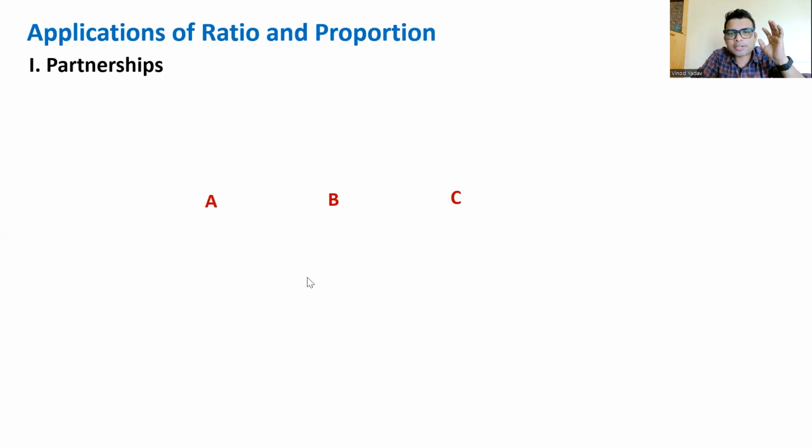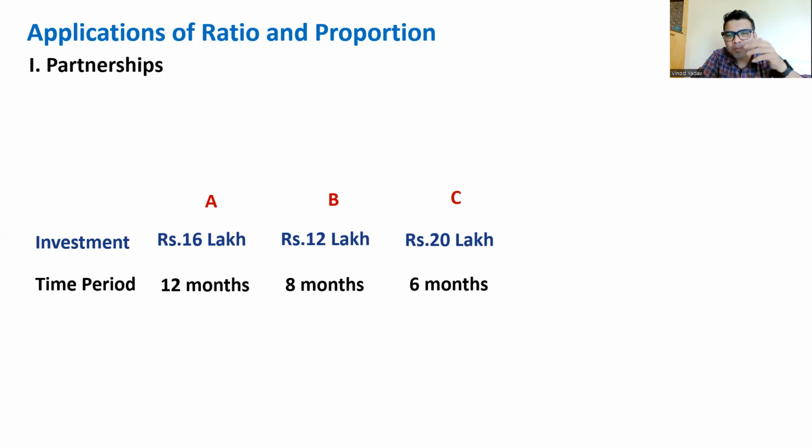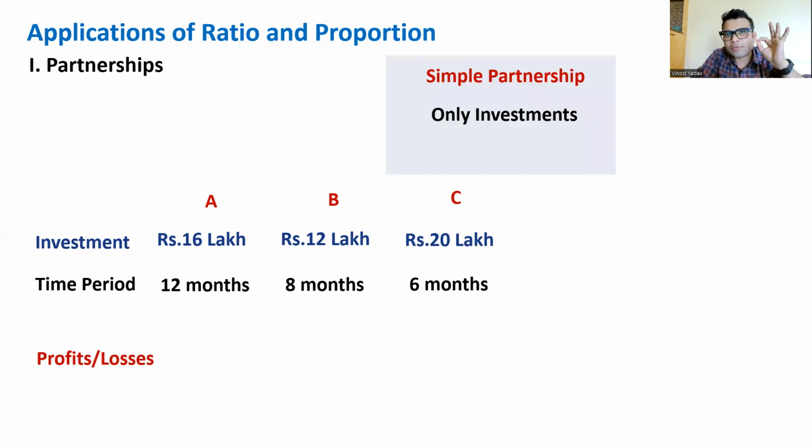So let's say there are three partners A, B, C. They invested 16 lakh, 12 lakh and 20 lakh respectively for a period of, let's say, A was there for 12 months, B was there for 8 months, C was there for 6 months. If I consider only investments, meaning in a way the time period for all of them is the same, then it is called a simple partnership. Okay.